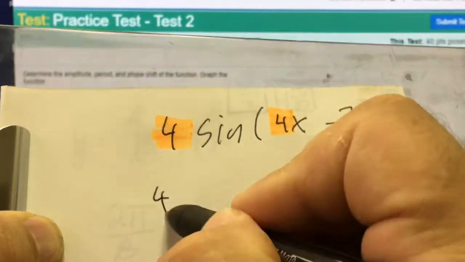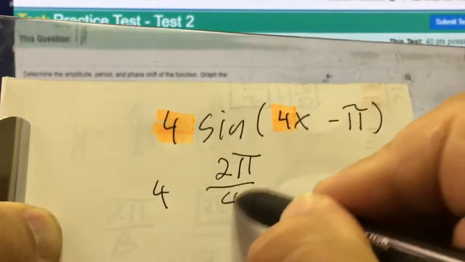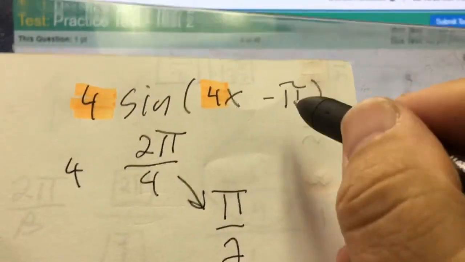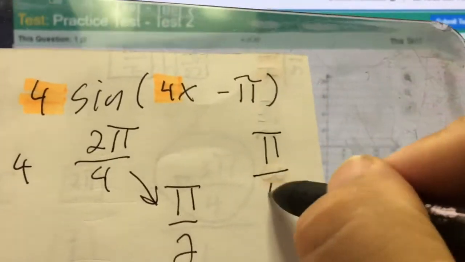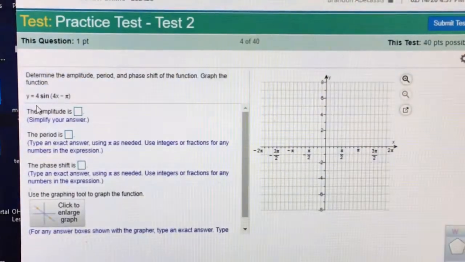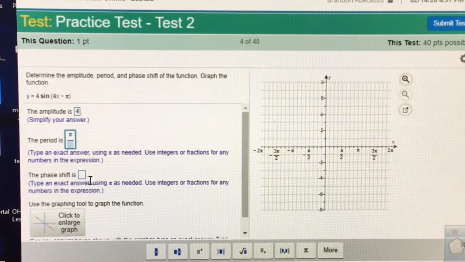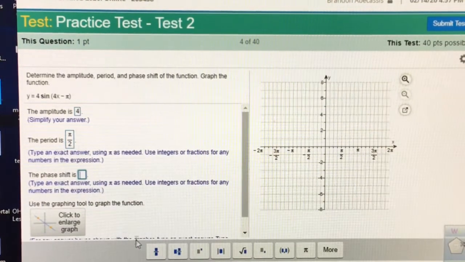So my amplitude is 4. My period is 2 pi over 4, which I can simplify to pi over 2. And then negative pi over 4 would be positive pi over 4 as my phase shift. 4, pi over 2, and then pi over 4.